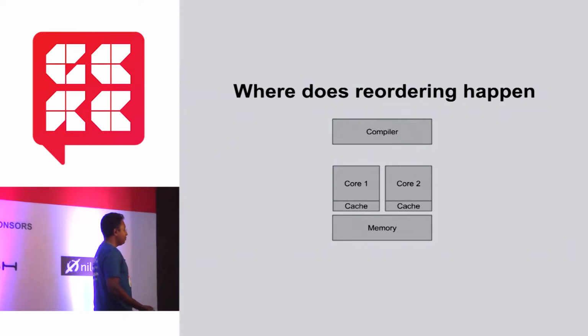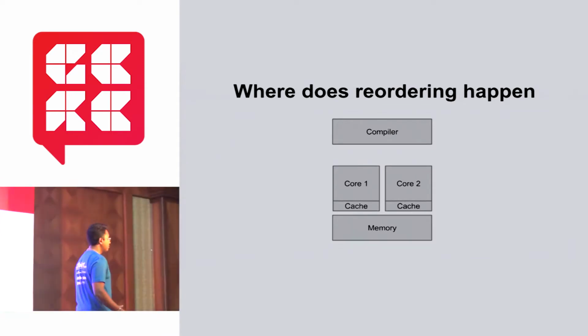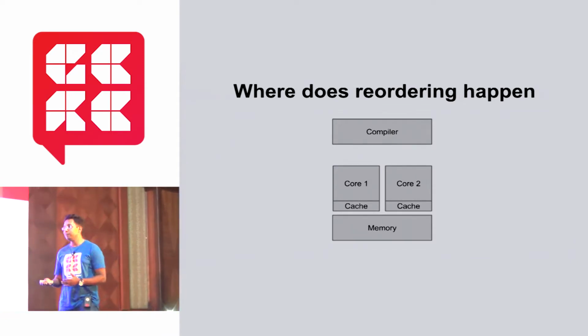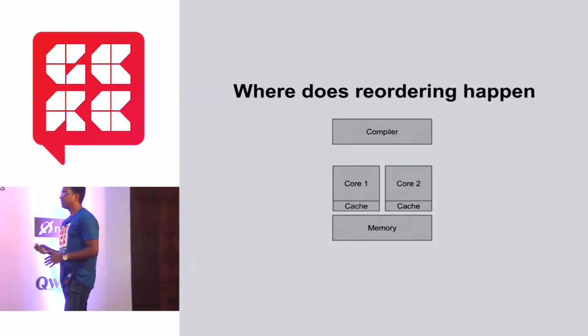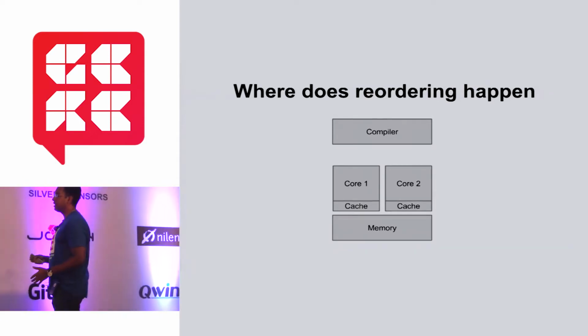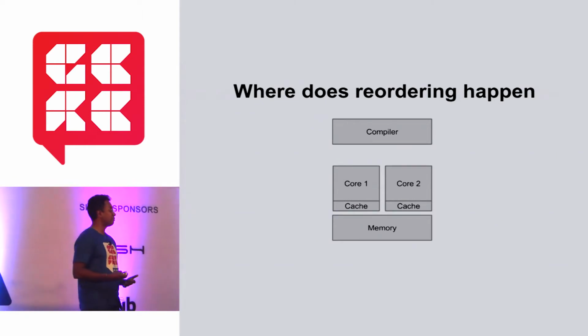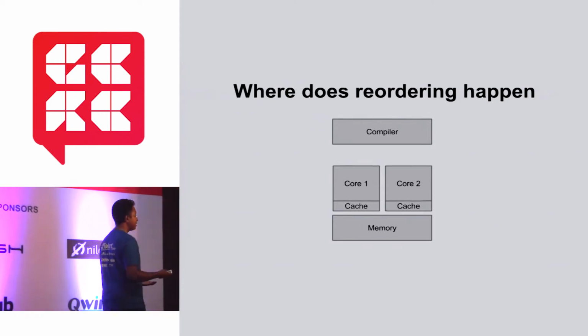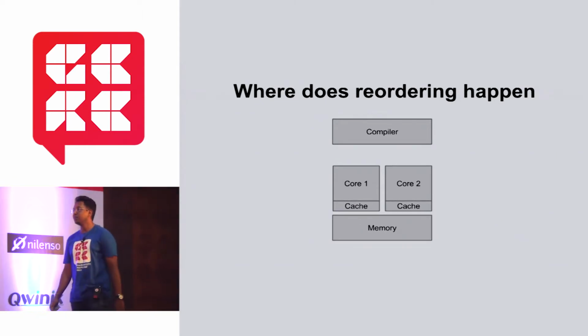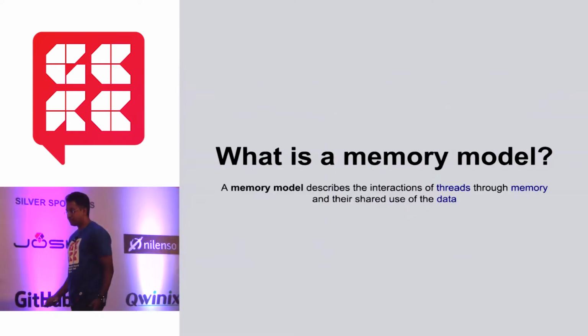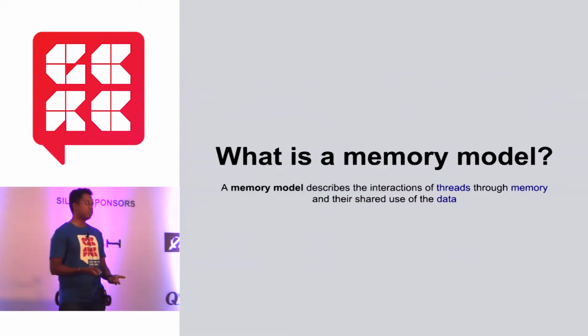Like, I'm a very stupid programmer who works at the programming language level. I don't really understand the structure of the hardware and things like that. So how do I keep myself abstracted from all this really crazy stuff? So that's essentially a memory model. So what is a memory model?